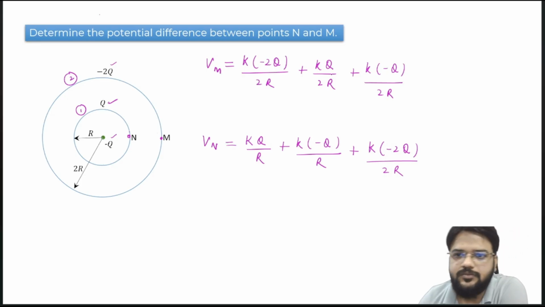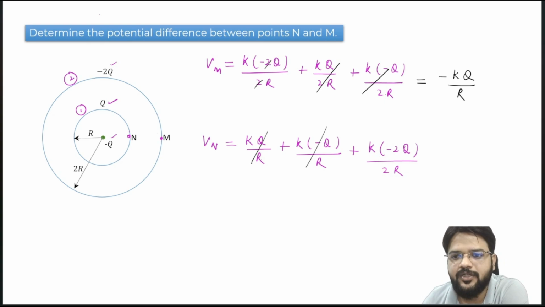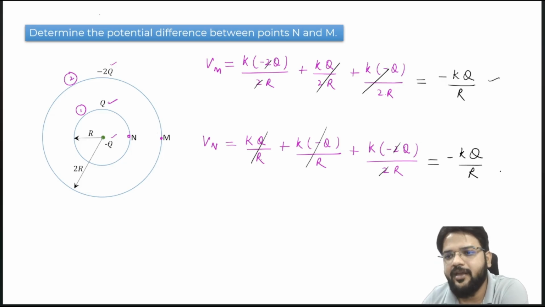Now see it. Here we have k minus q by 2r and here we have kq by 2r, so this and this will get cancelled out. Finally we have minus kq by r. And let's see what is happening here. This is kq by r, this is minus kq by r, so it is cancelling. Again we have minus kq by r. So here we have minus kq by r, and here also we have minus kq by r, correct? At both points we have the same potential, that's why the difference should be 0, everyone.